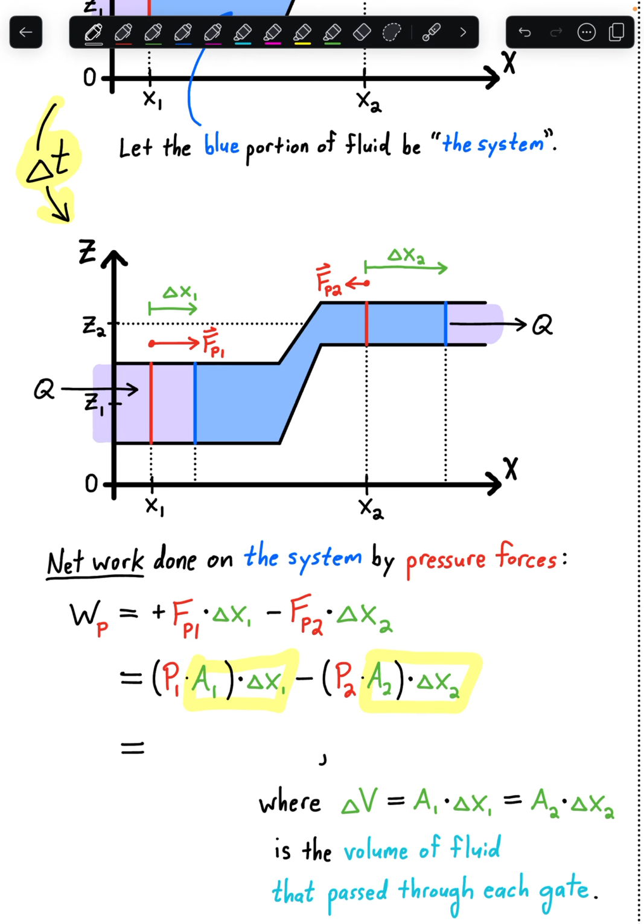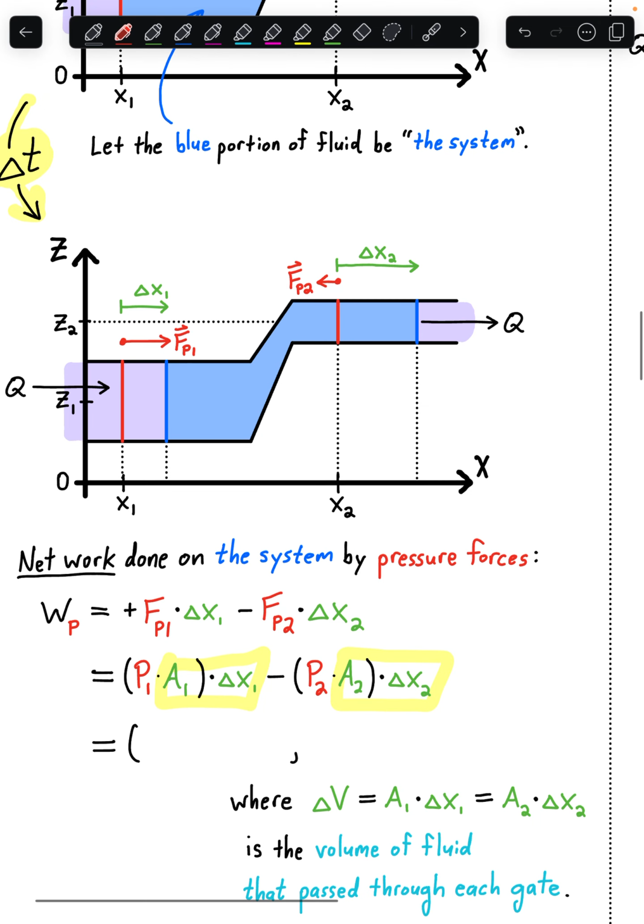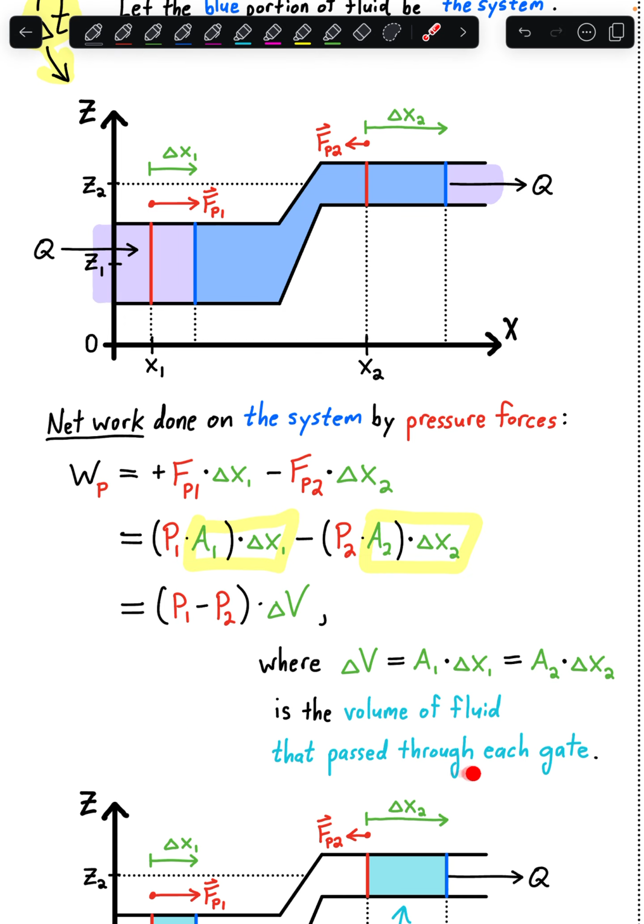will be equal to pressure 1 minus pressure 2 times that volume, delta V, of fluid that passed through each of those gates. So delta V being given by this, that's the volume of fluid that passed through each gate. Okay, so we've got this expression here.